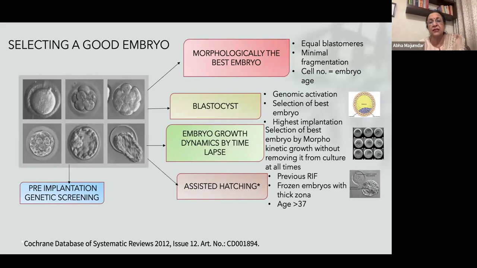So assisted hatching is generally recommended where there's previous RIF. But when we are given embryos to put into the uterus, a lot of times we hear them say it is a hatching blastocyst, it's completely hatched, or it just started to hatch. Generally hatching is not a problem in frozen embryos because there is already a hole and the hatching process does happen. And higher age and thick zona, all these are indications for assisted hatching.